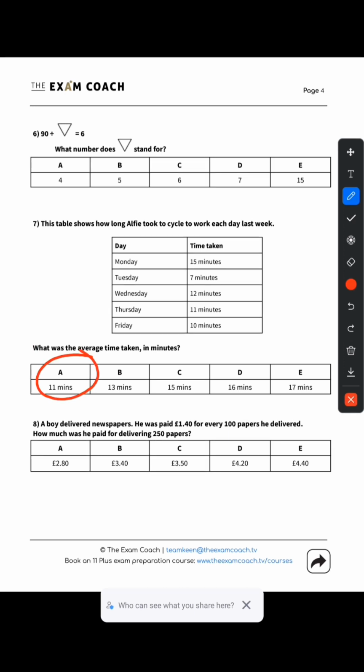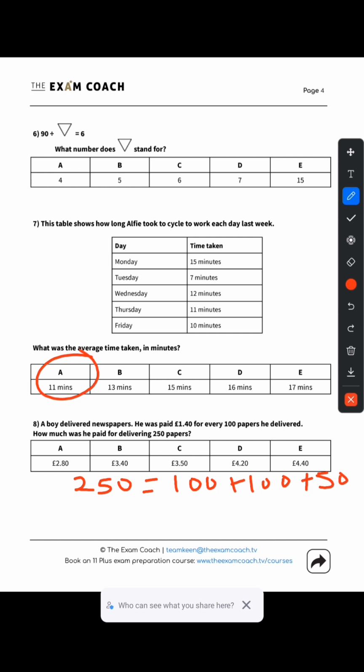A boy delivered newspapers. He was paid £1.4 for every 100 papers he delivered. How much was he paid for delivering 250 papers? So let's break it down. 250 can be broken down in hundreds. Let's see how many 100s we can get from 250. We can get 100 plus 100 plus 50. So 100 plus 100 gives us 200, plus 50, that's 250.